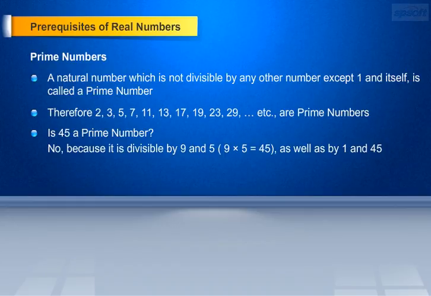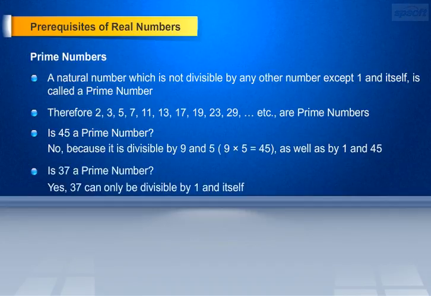No, 45 is not a prime number, because it is divisible by 9 and 5. 9 into 5 equals 45, as well as by 1 and 45. Is 37 a prime number? Yes, 37 is a prime number, as 37 can only be divisible by 1 and itself.